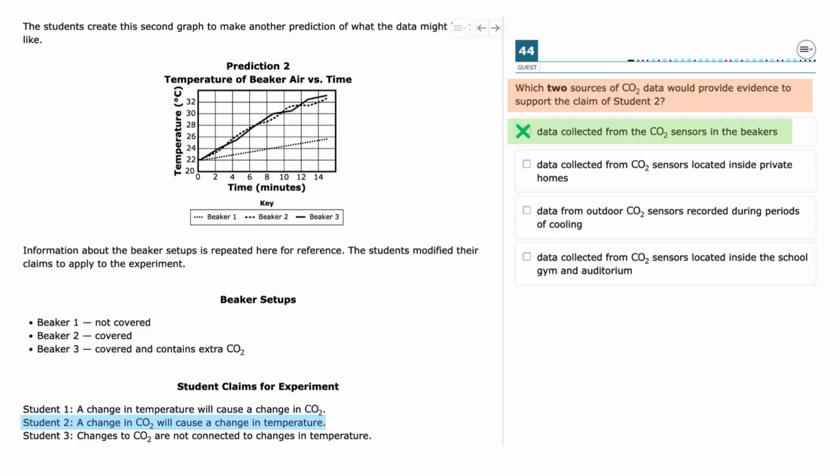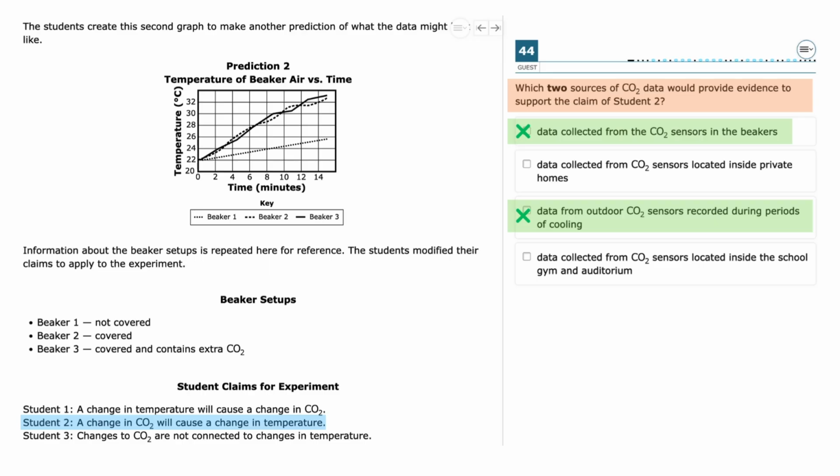Correct answers. Data collected from the CO2 sensors in the beakers. This data directly comes from the controlled experiment the students designed, so it's the strongest evidence. Data from outdoor CO2 sensors recorded during periods of cooling. This helps show whether temperature and CO2 are truly connected or not in the real world.